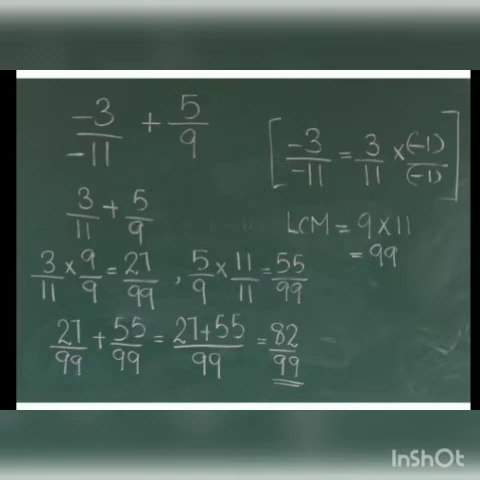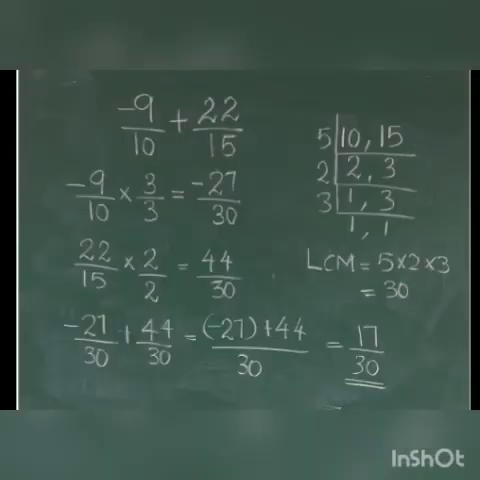So, here we can use the concept of addition, because both are the same kind of rational numbers, that is, both are positive rational numbers. They do not have different signs. But before adding, I said we have to convert them into like fractions and then add. Next example, negative 9 by 10 and 22 by 15.